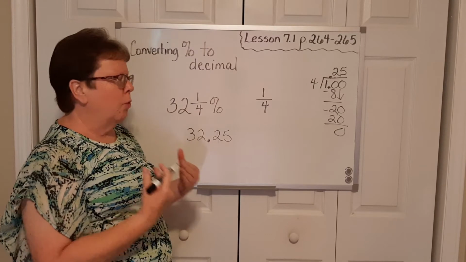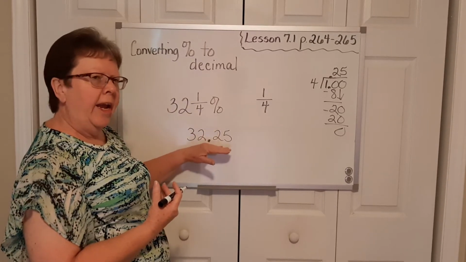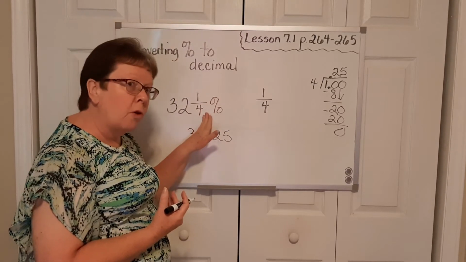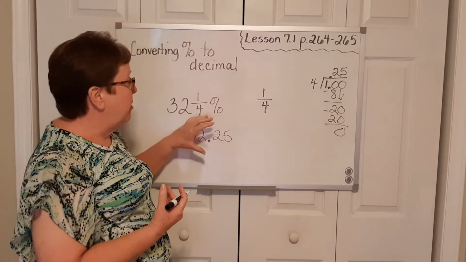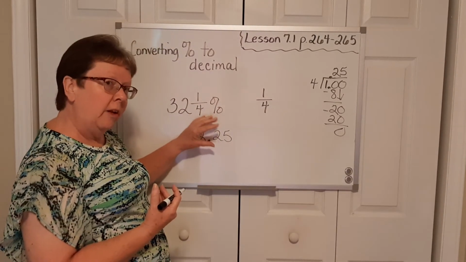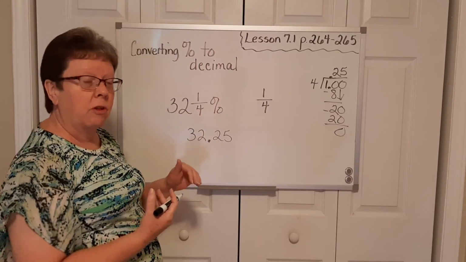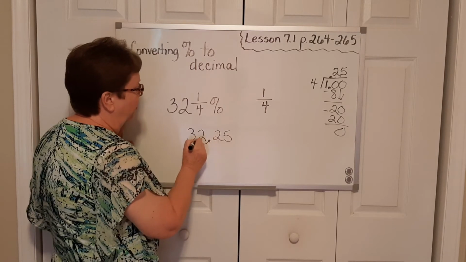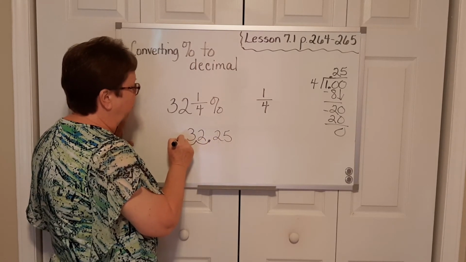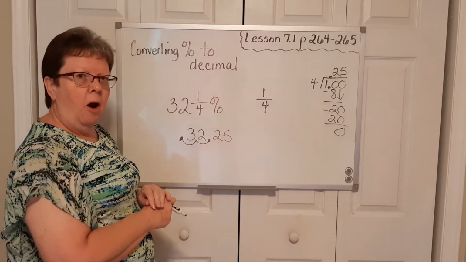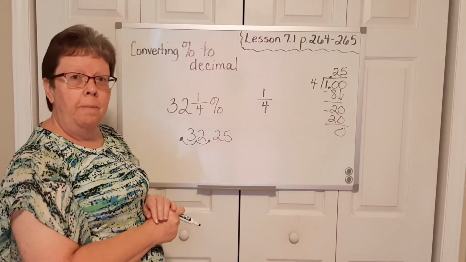Now, the same rule applies. All we did was change the 1/4 percent to a decimal. But to change this entire percent to a decimal, we've still got to move our decimal point 2 places to the left. So if we do that, 1, 2, here's our answer, 0.3225.